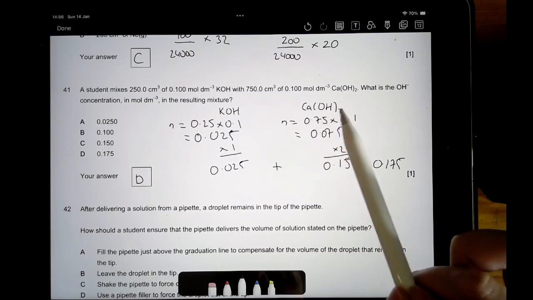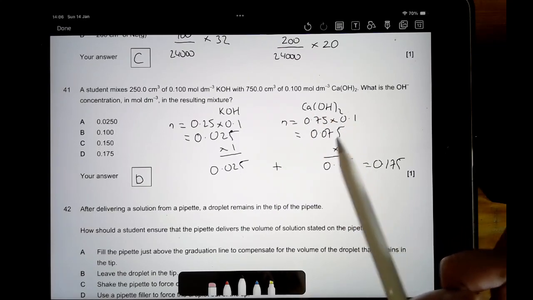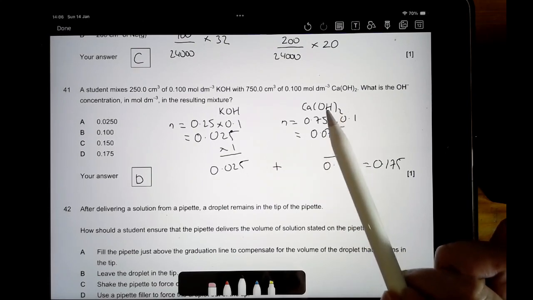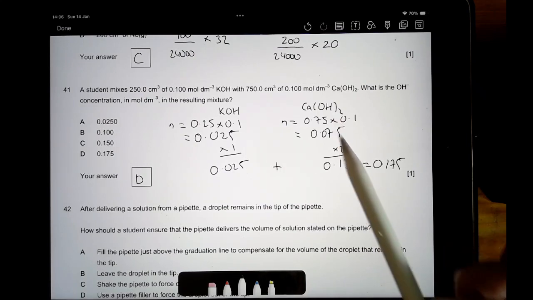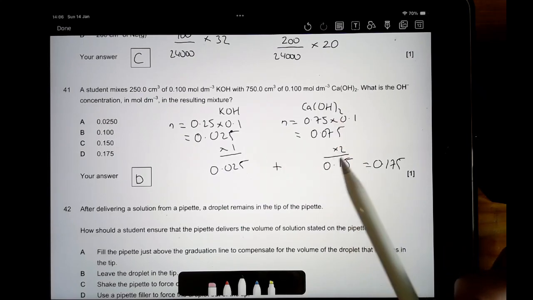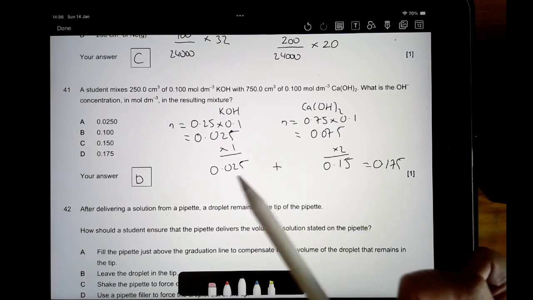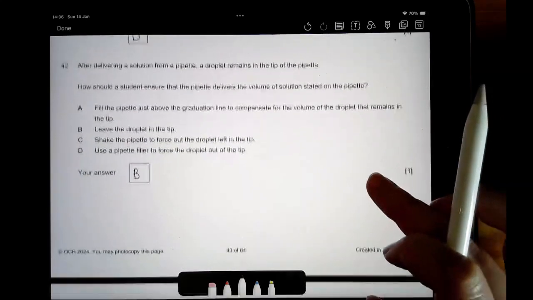With Ca(OH)2, I've got again volume times concentration, but this time when I work out the number of moles, I'm timesing it by 2 because there are 2 equivalents of OH minus for every Ca(OH)2 I've got. So that's how much I'm going to get from calcium hydroxide. And I'm mixing these two together and I want the total, so I'm adding these two numbers and I get an answer of D.